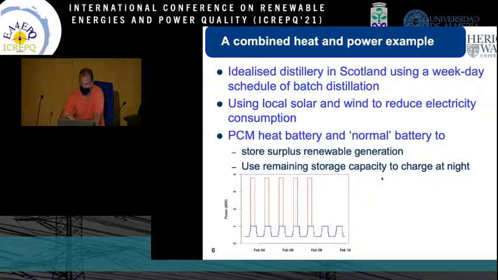So this is a very simplified demand model. We've got the blue line as the heat demand, and the blue line as electricity demand, and the red on top is the added heat demand for the distillation process. So we're distilling 5 days a week, and otherwise we run ordinary 9-to-5 jobs and keep the shop open at the weekends too.